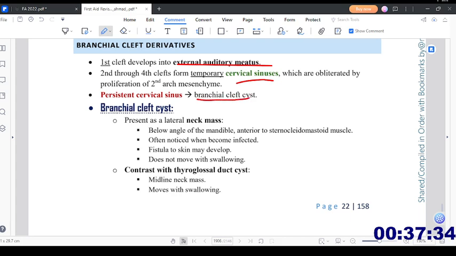Branchial cleft cyst presents as a lateral neck mass below the angle of the mandible, anterior to the sternocleidomastoid muscle, often noticed when it becomes infected. Fistula to the skin may be present, and it does not move with swallowing. So if there is no movement with swallowing, it is a branchial cleft cyst. A branchial cleft cyst will not move with swallowing. So let me see a picture of that.